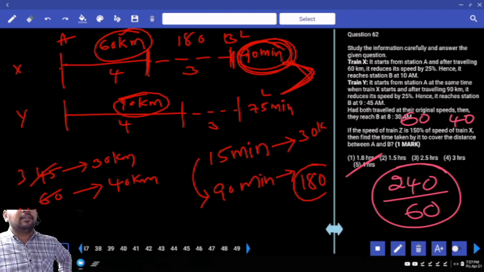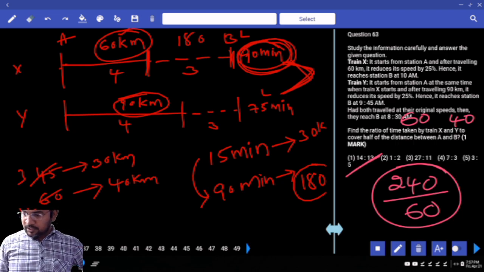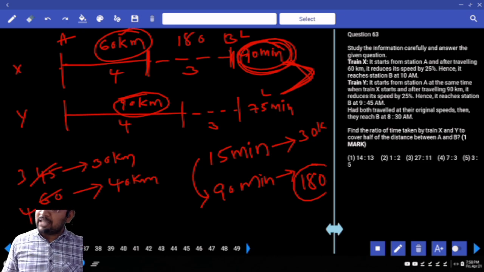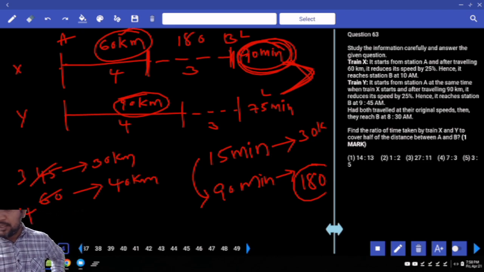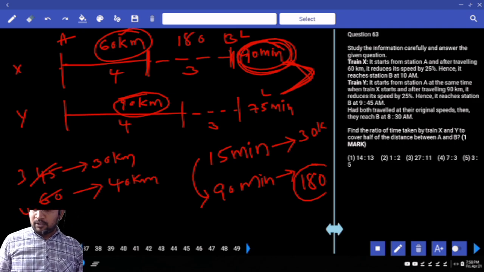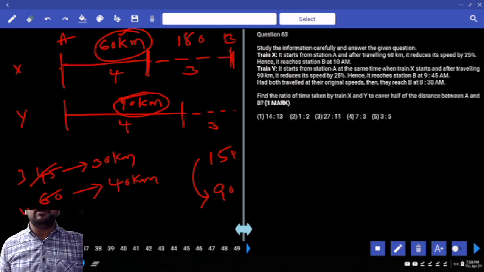Are you ready? 63. Find the ratio of time taken by X and Y to cover half of the distance between A and B. They're asking half of the distance. Total distance is 240. Half distance is nothing but 120.